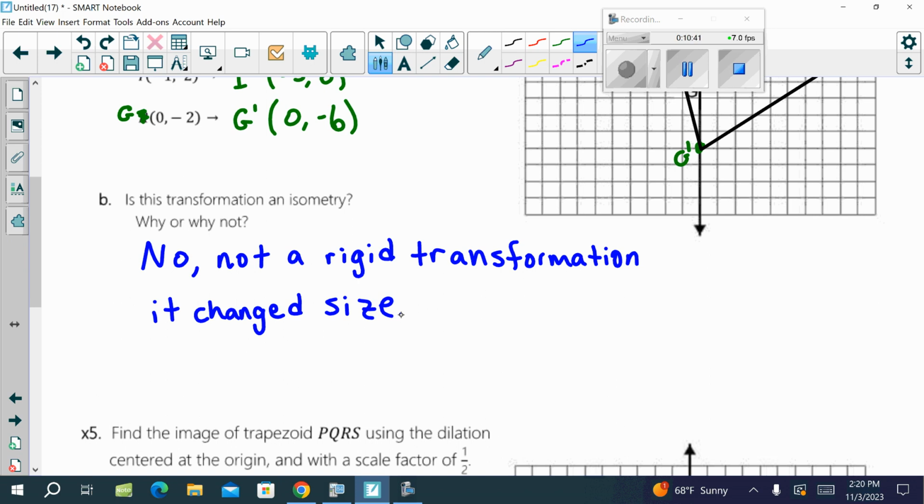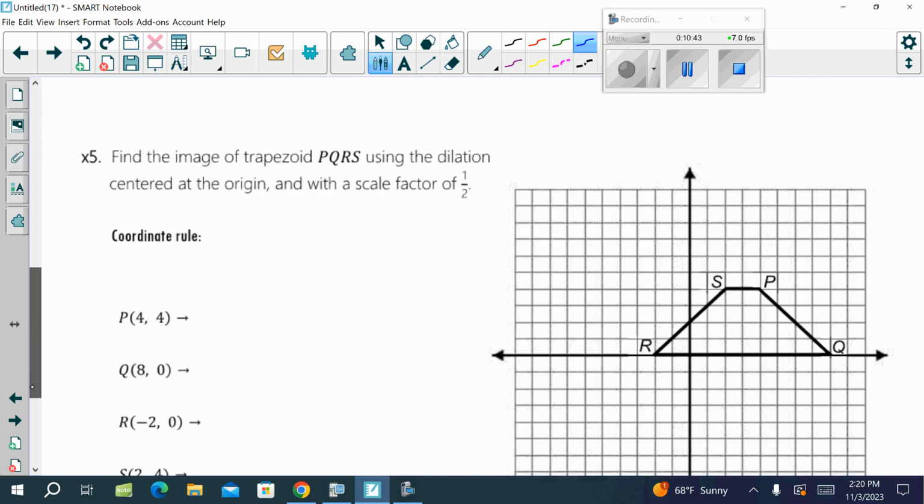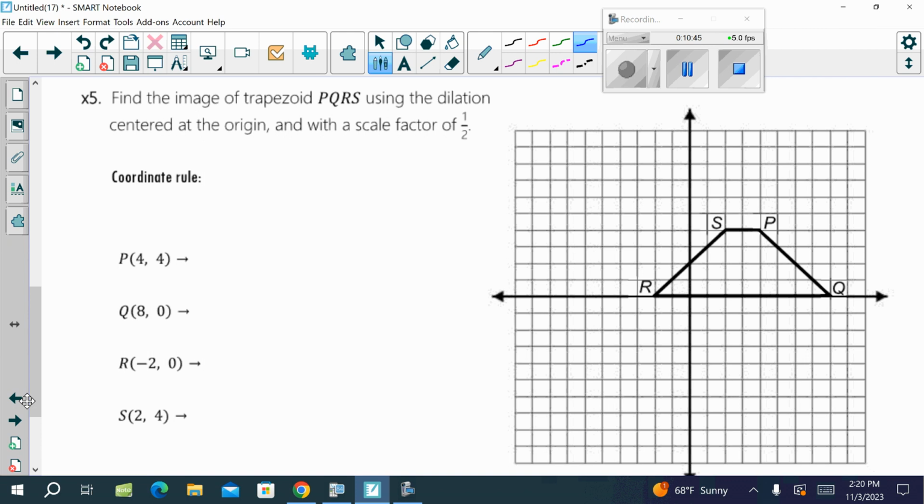All right. Next example, we've got this quadrilateral. Does anybody know what that quadrilateral is called? Trapezoid. Good job. All right, so we want to find, oh dang it, it's written in the instructions. I didn't realize that. Find the image of trapezoid PQRS using the dilation centered at the origin with a scale factor of 1/2. So let's write our coordinate rule first.